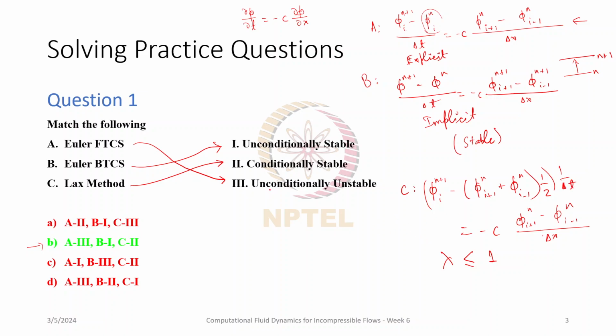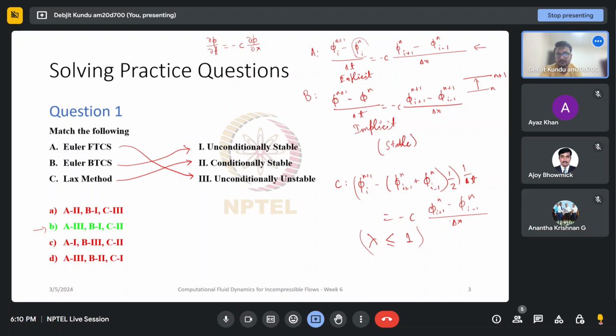This one is conditionally stable, with the condition being that lambda has to be less than or equal to 1, the Courant number. Okay, so I hope I cleared things up. I messed it up a little bit while going through it, but this is the correct solution. So A3, B1 and C2 should be the correct answer. Any questions on this?